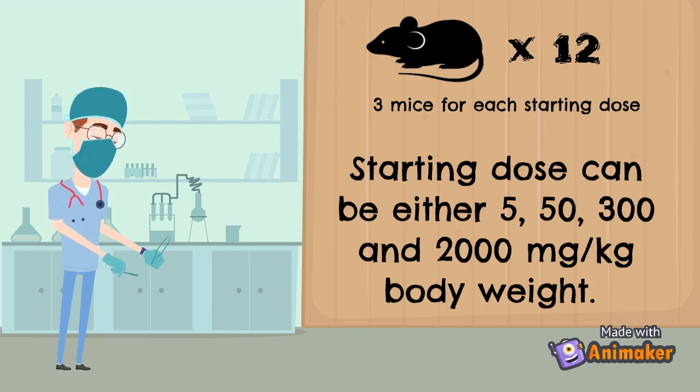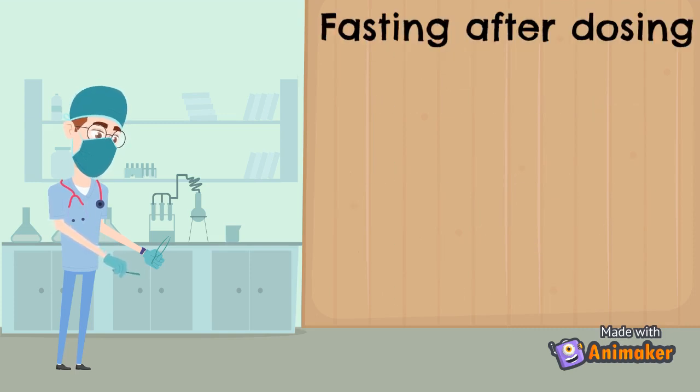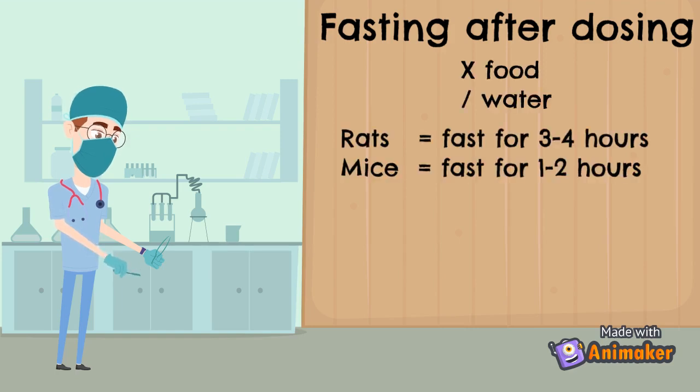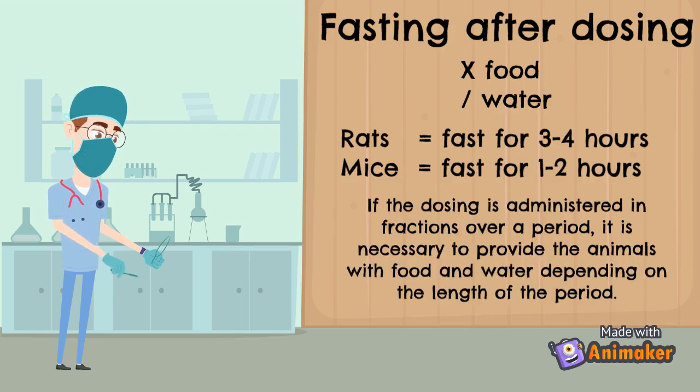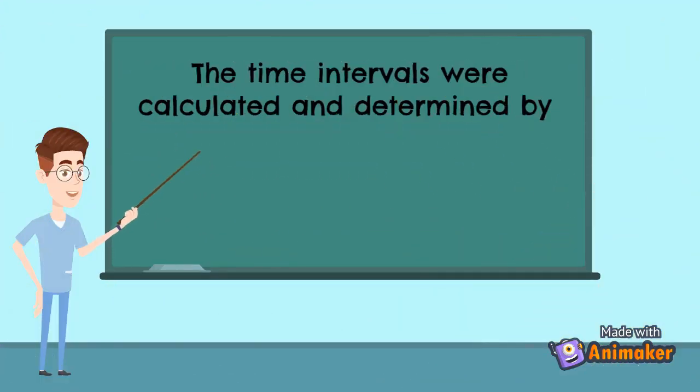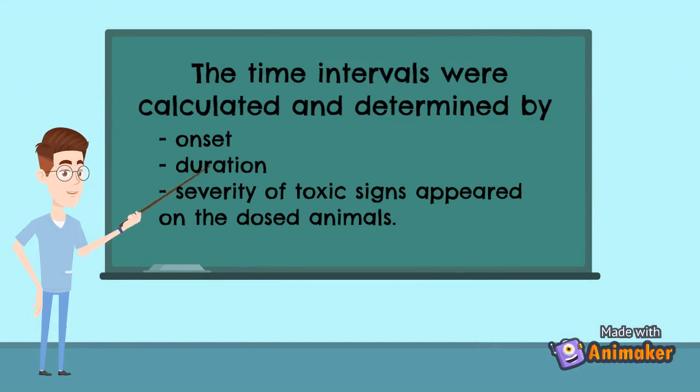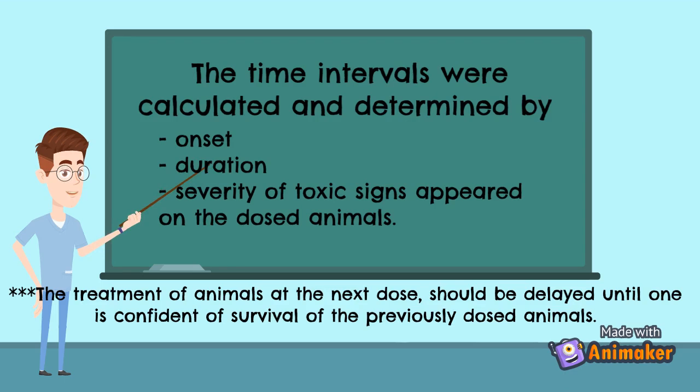As for information, the starting dose level actually refers to the dosage level which is most likely to produce mortality in the dosed animals. After the test substance has been administered, food is still withheld for another 3 to 4 hours for rats and 1 to 2 hours for mice. If the dosing is administered in fractions over a period, it is necessary to provide the animals with food and water depending on the length of the period. The time intervals are calculated and determined by the onset, duration, and severity of toxic signs that appear on the dosed animals. The treatment of animals at the next dose should be delayed until one is confident of the survival of the previously dosed animals.